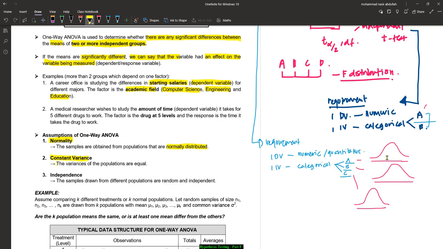Means that each group should have a same variance lah. So variance for group A should equal to variance for group B and variance for group C. Mesti sama. And the third assumption is the samples drawn from the different populations are random and independent lah. Means that group A are not related to group B. Group B also not related to group C. Mesti independent each other lah. Okay.